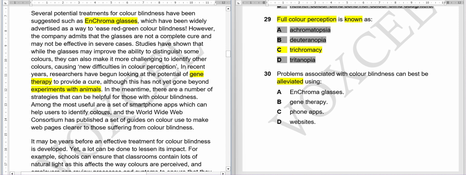Among the most useful are a set of smartphone apps which can help users to identify colors, and the World Wide Web Consortium has published a set of guides on colors used to make web pages clearer to those suffering from color blindness. So now they have talked about the option of enchroma glasses, gene therapy, smartphone apps, and they are talking about websites.